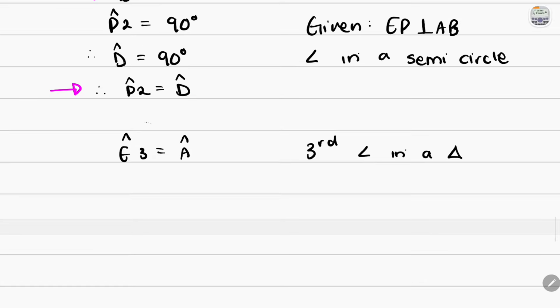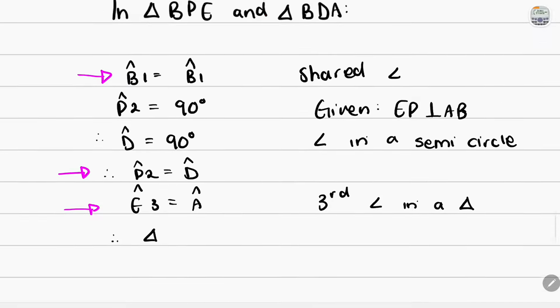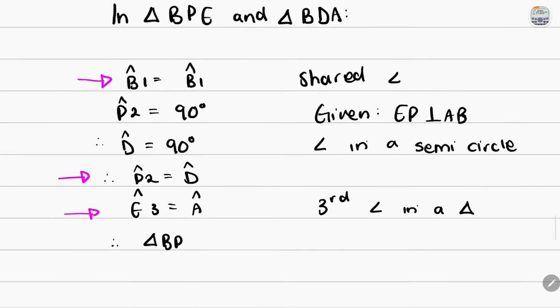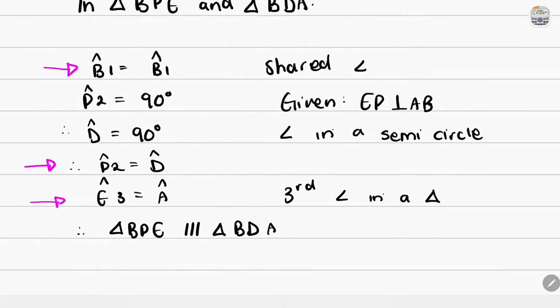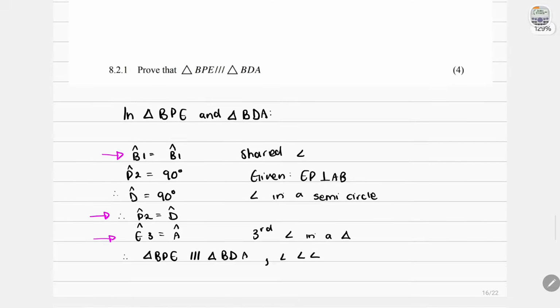Okay, so now that we have these three equal, we can finally conclude that these two triangles are similar. So finally, triangle BPE is similar to triangle BDA because we have three sets of equal angles. And that is our answer. Moving on to the next question.